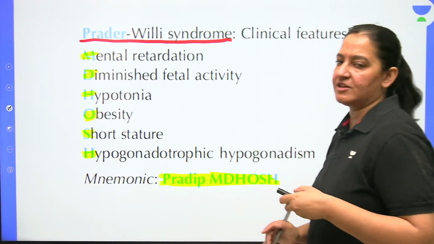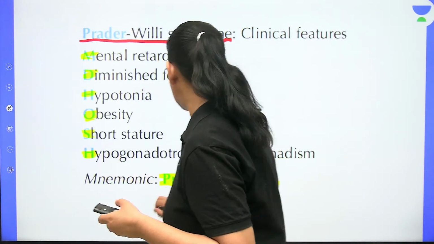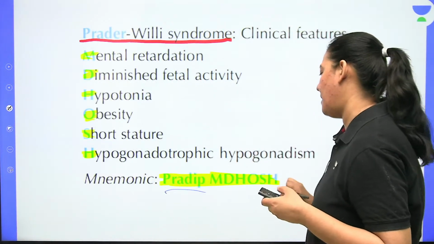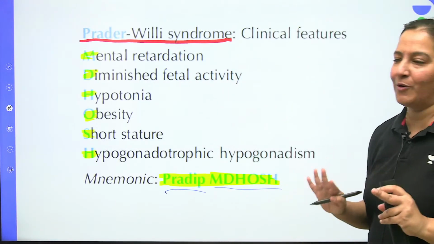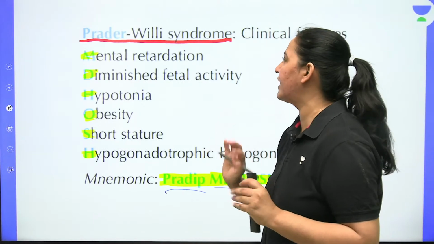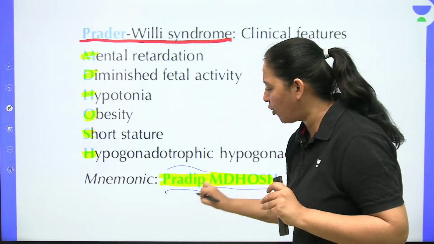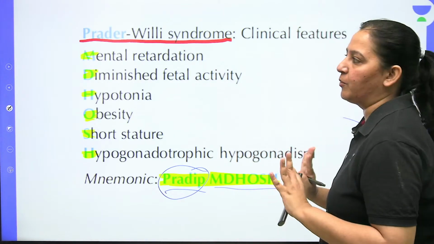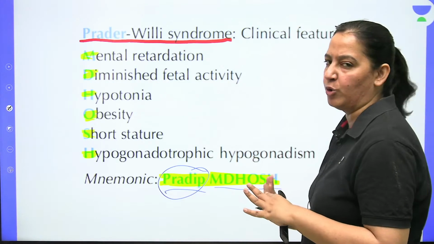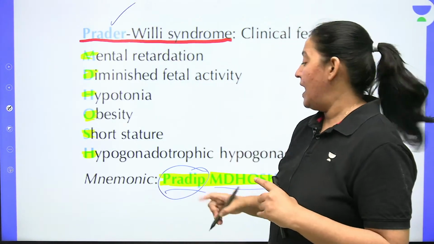These are the clinical features of Prader-Willi. For Prader-Willi, I have a mnemonic for you. The mnemonic is Pradeep Madhosh. M-A-D-H-O-S-H. If someone is named Pradeep here, don't take it otherwise. So Pradeep Madhosh is just a mnemonic. Pradeep is just to remind you of Prader-Willi. Madhosh is the mnemonic actually. Pradeep se tumhe yaad aayega. I'm talking about Prader-Willi.